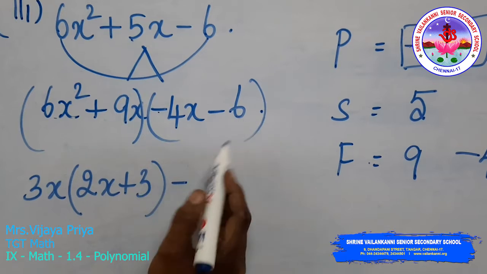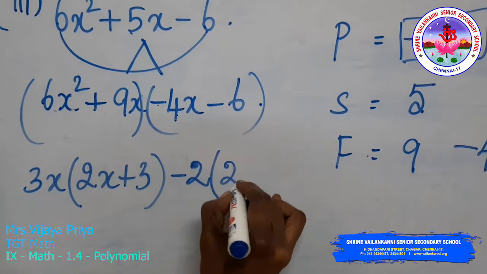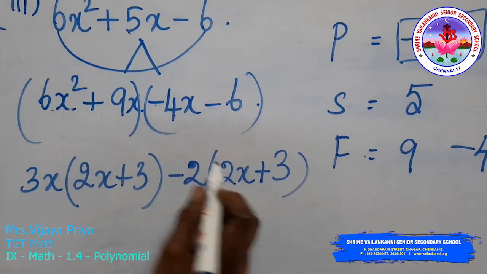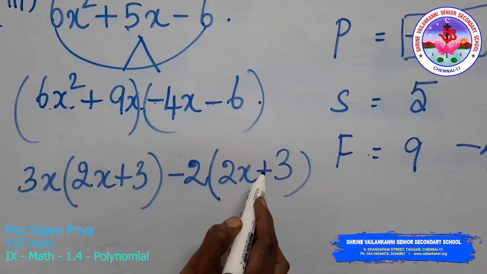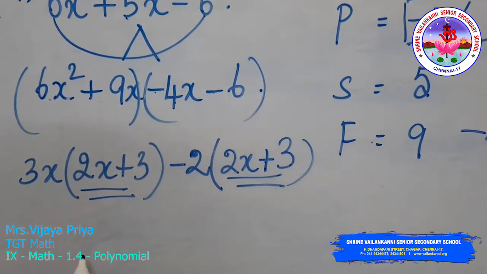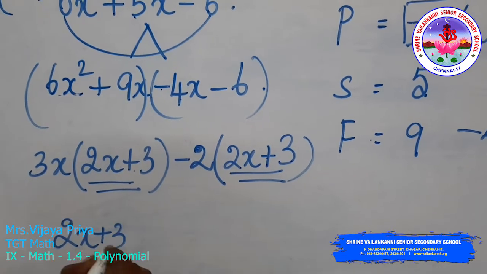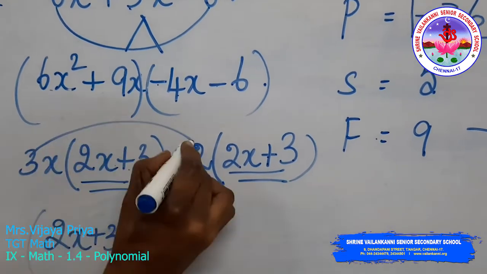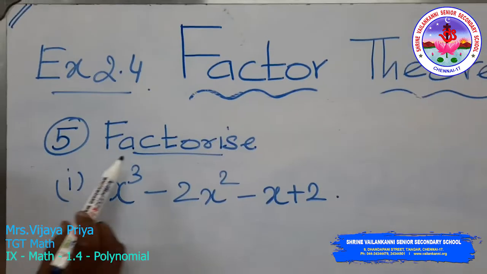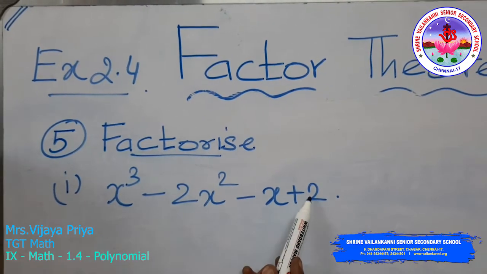For 4 and 6, I am taking 2 as a common factor. So I will be getting here 2x minus of, plus 3. Since minus goes outside, you will get plus here, plus 3. So you have 2x plus 3 common in the bracket. So 2x plus 3 and 2x plus 3, taking it outside. I will be getting the remaining 3x minus 2. Hence I factorize.